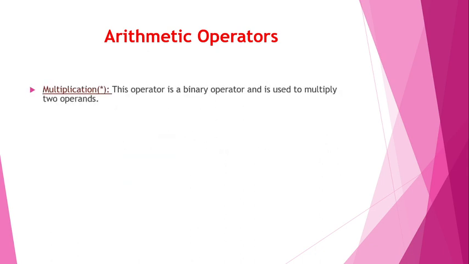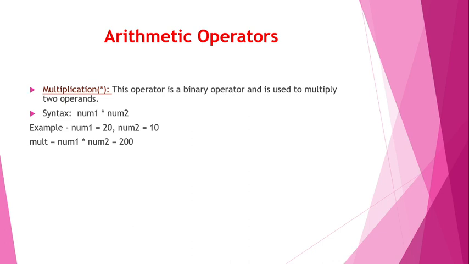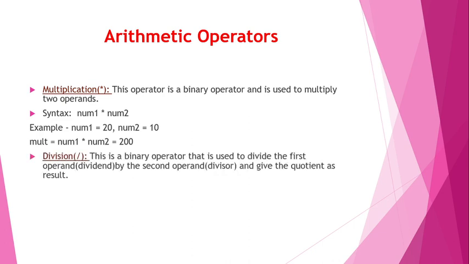Next is multiplication. This operator is a binary operator and is used to multiply two operands. And its syntax is num1 into num2. For example, num1 is equal to 20 and num2 is equal to 10. Therefore, mult is equal to num1 into num2, which is equal to 200.